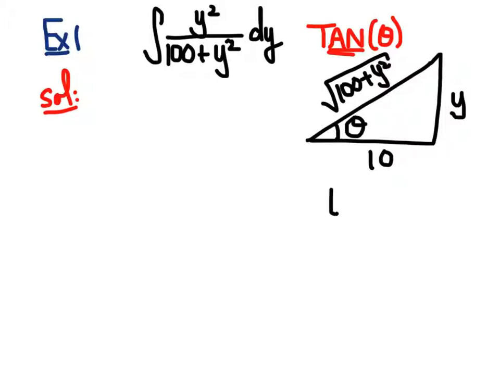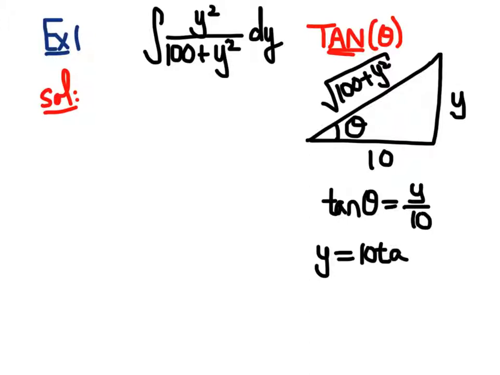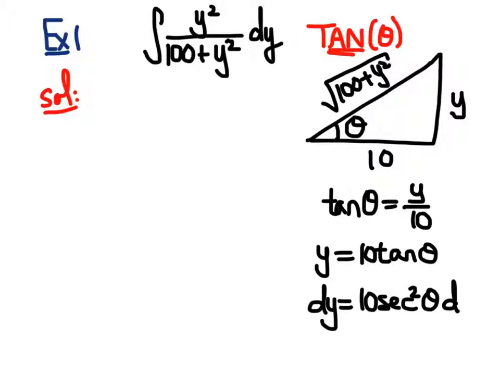Now from this triangle, we start with tangent. You're going to write tangent of theta to be opposite over adjacent, so you get y over 10. We're going to solve that for y to get 10 tangent of theta. And then we take a derivative, so we find that dy is 10 times secant squared of theta d theta.